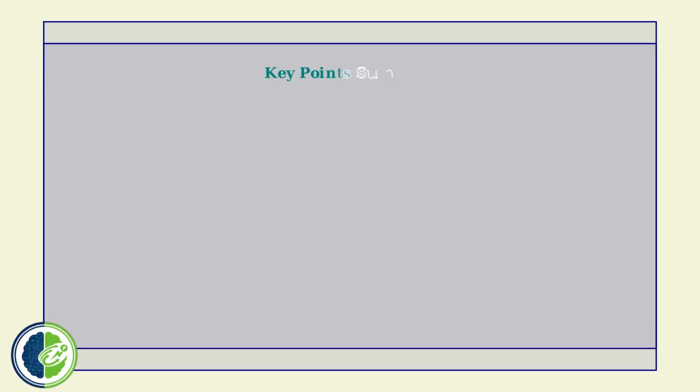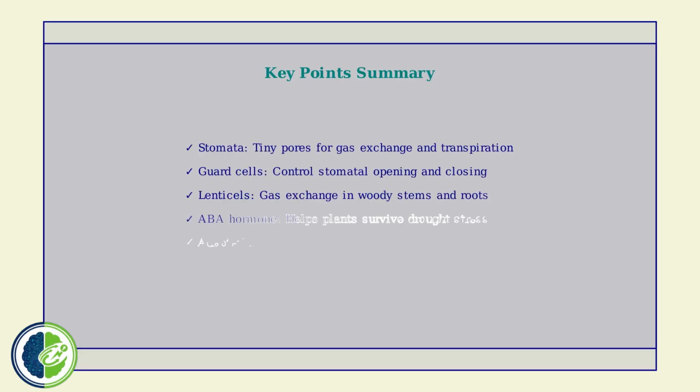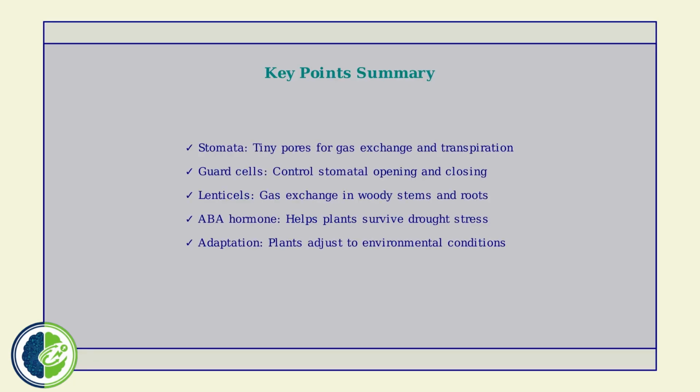Excellent work. You now understand how plants handle excretion through stomata and lenticels. Remember, stomata are controlled by guard cells and help with both gas exchange and water regulation. Lenticels allow woody parts to breathe. The ABA hormone helps plants survive drought by closing stomata when water is scarce. This knowledge will help you understand plant adaptations in different Nigerian climates.